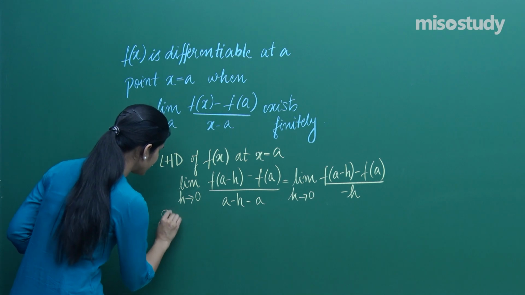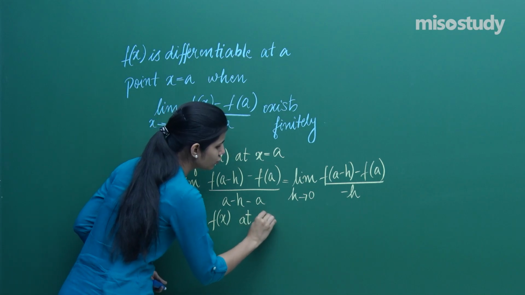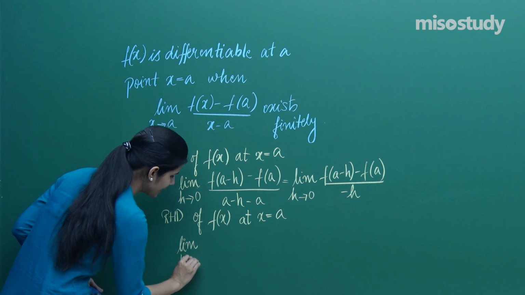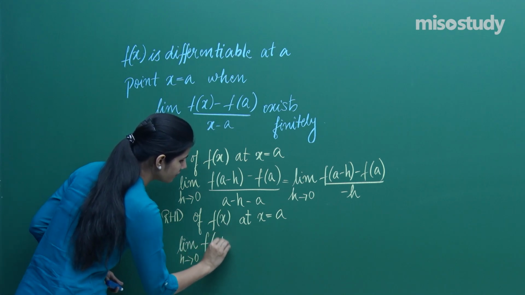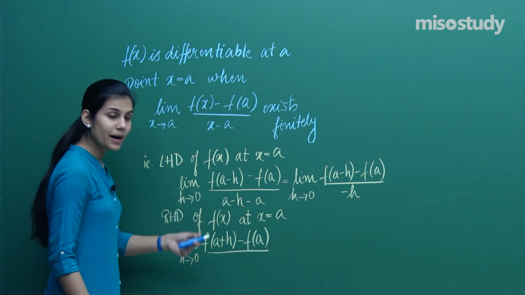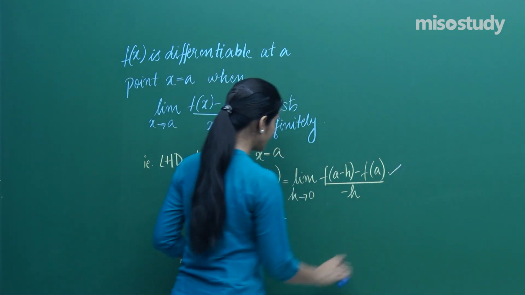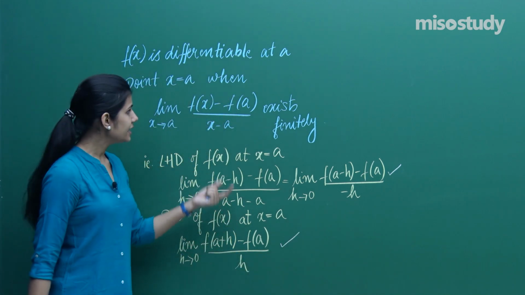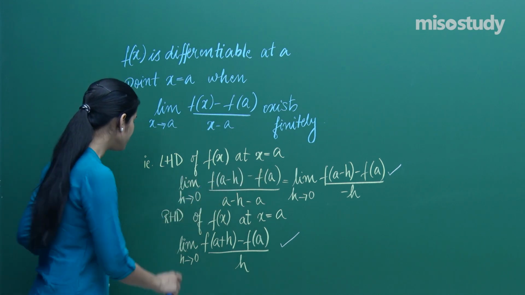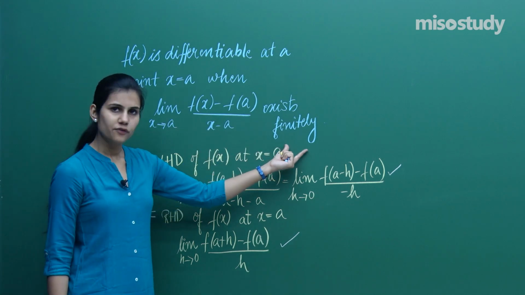And similarly we defined the right hand derivative of f at the domain point x equals a as what? Limit h tends to 0 of [f(a plus h) minus f(a)] whole upon [a plus h minus a], which is just h. Fine. So having defined the left hand derivative of f at a and right hand derivative of f at a, we said LHD of f at a should be equal to RHD of f at a is the meaning of this limit existing finitely.